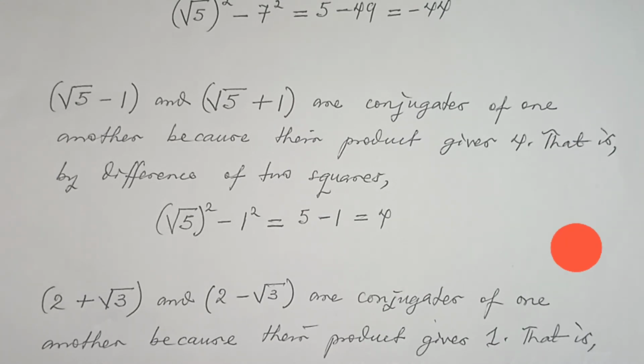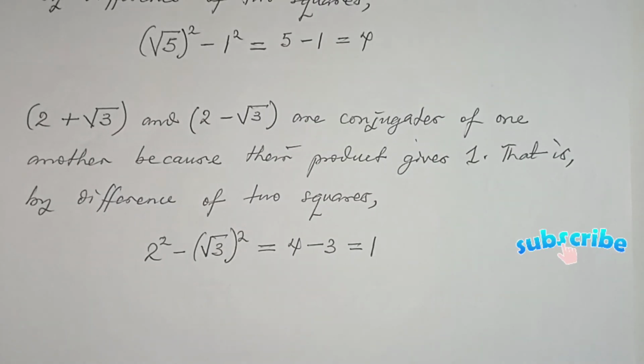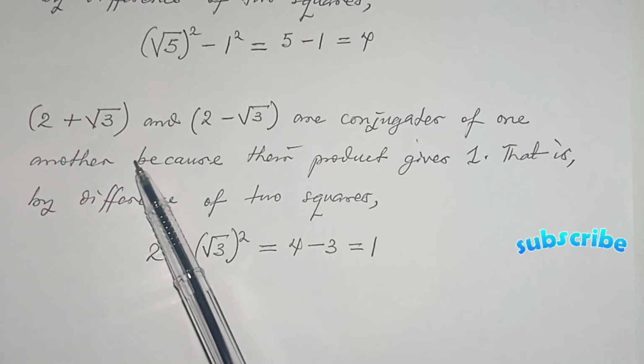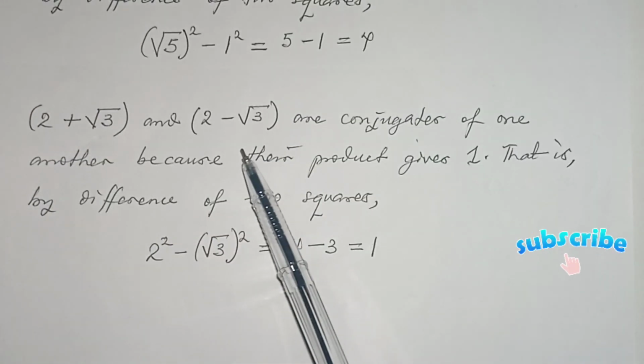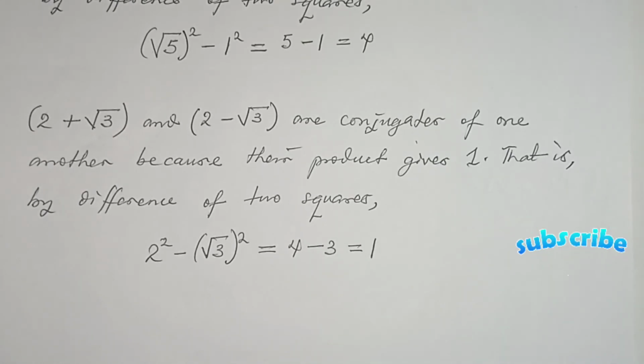Again, the emphasis remains. Two sorts are conjugates of one another if and only if their product gives a rational number. So that is the same thing for this last example. 2 plus root 3 and 2 minus root 3 are conjugates of one another, since their product gives you, in this case, 1, which happens to be a rational number.